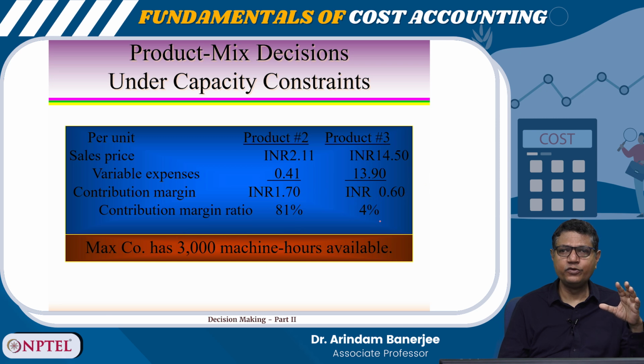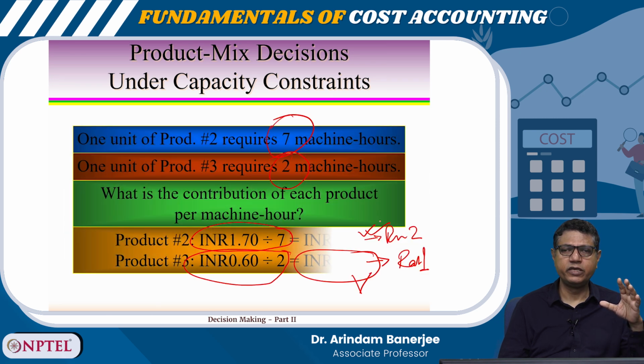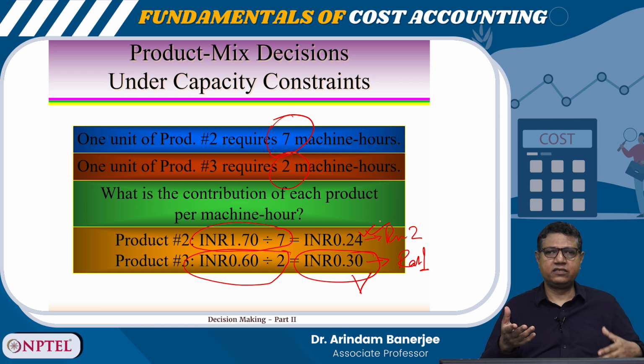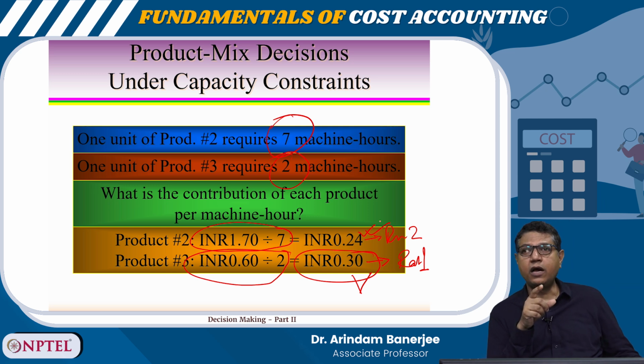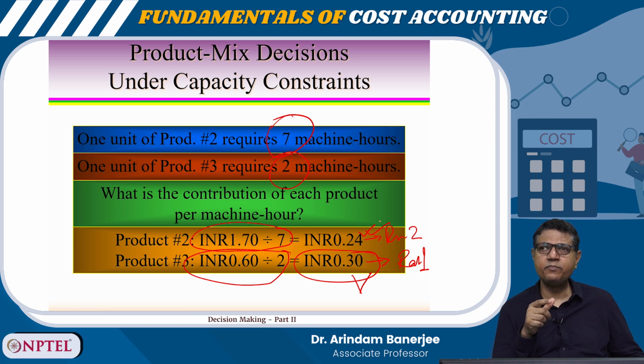But once I introduce the machine hour constraint, you see the picture is completely reversed. Now the first product's contribution per machine hour is lower, and the second product's contribution is higher. So if there is a constraint, I should focus more on the second product rather than the first product. So these are a few cases where we can use the concept of marginal costing and CVP analysis.